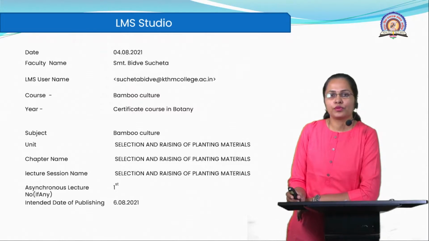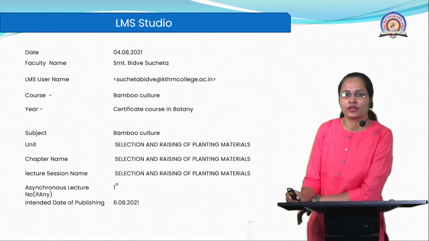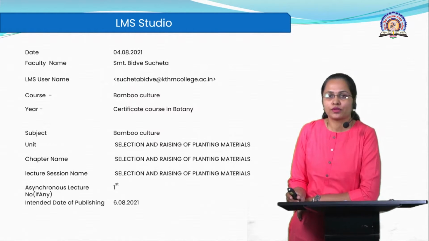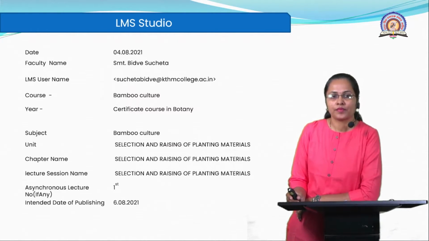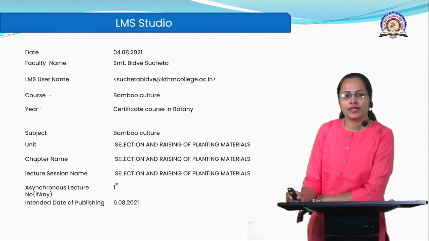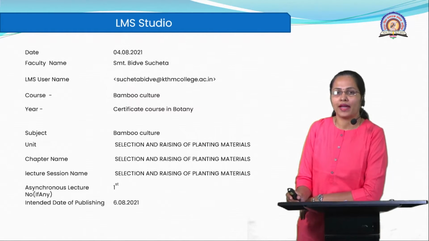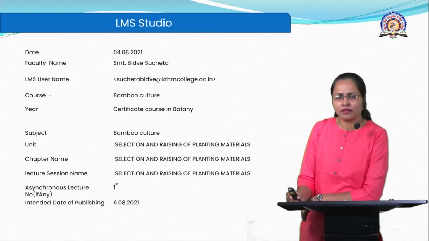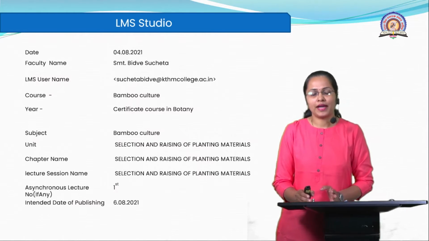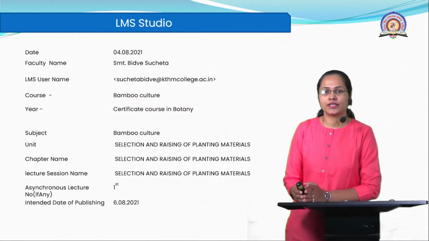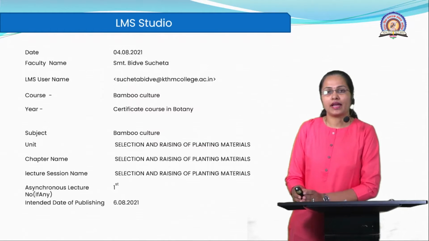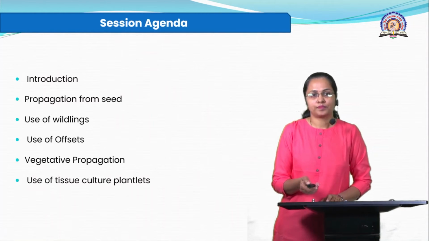Today we are going to start with a two-part series of lectures on bamboo culture. You have already opted for this course for the extra credits. Today we are going to see selection and raising of planting material. Before planting or cultivating bamboo, we have to produce planting material like a seedling or small plantlet. From today's session, we are going to start with the methods of selection and raising of planting material.